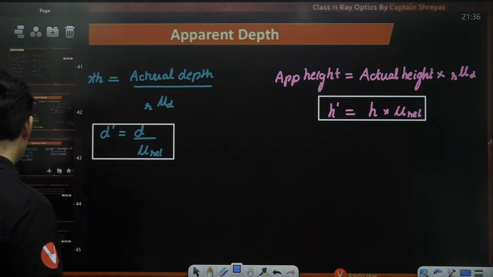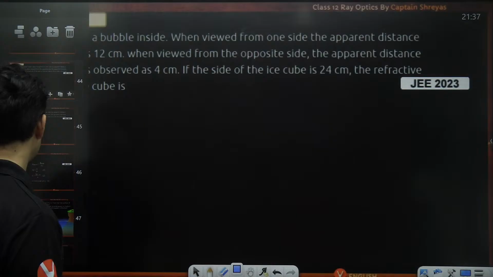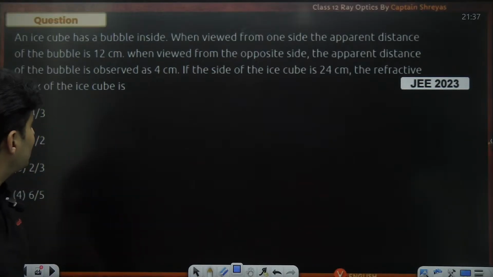Let's see some questions coming up on your screen. Here it is. There is an ice cube which is having a bubble inside. When seen from one side, the distance apparently is 12, but on the other side, the distance is 4. So if the side of the ice cube is 24, what is the refractive index?